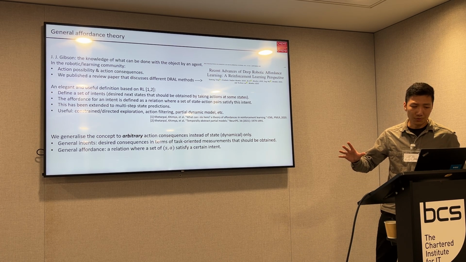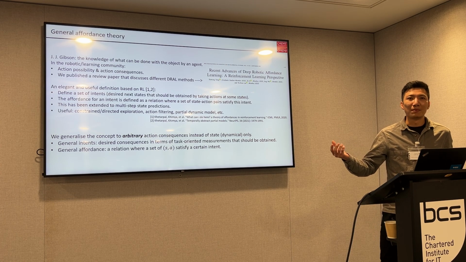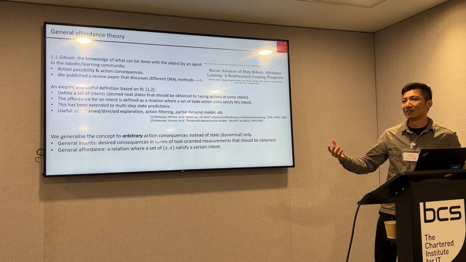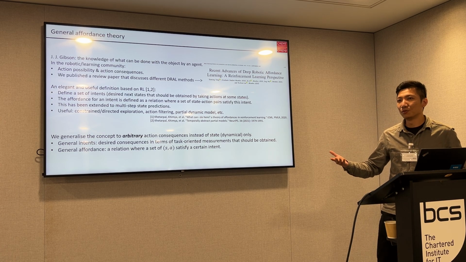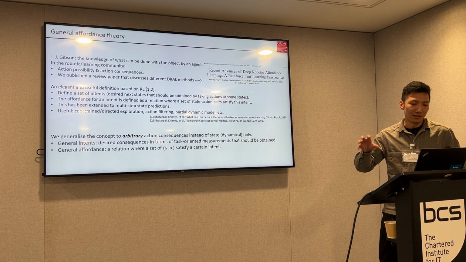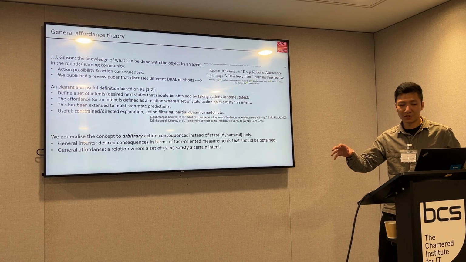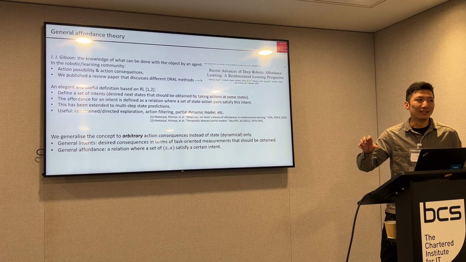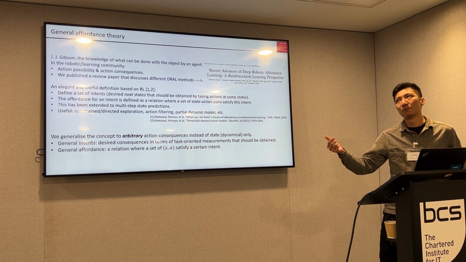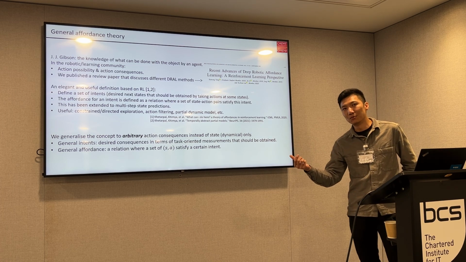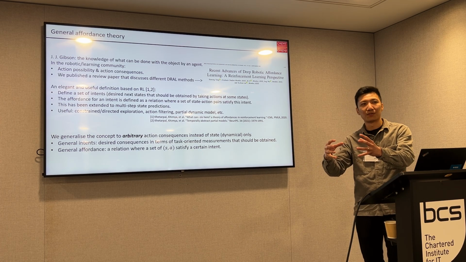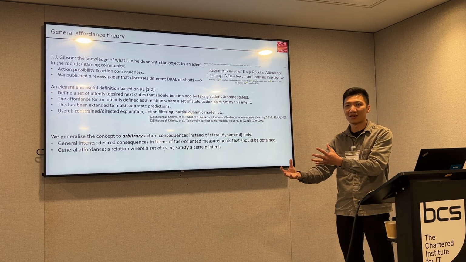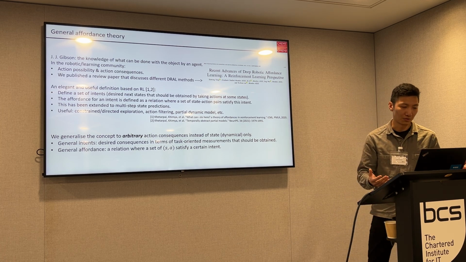So with a concept called intent, which is basically the desired next state that we would like the robot to achieve at the current state, given a current state and action, the affordance is defined in MDPs as the relations in which we get a set of state-actions that can achieve the desired next states that we want the robots to achieve.